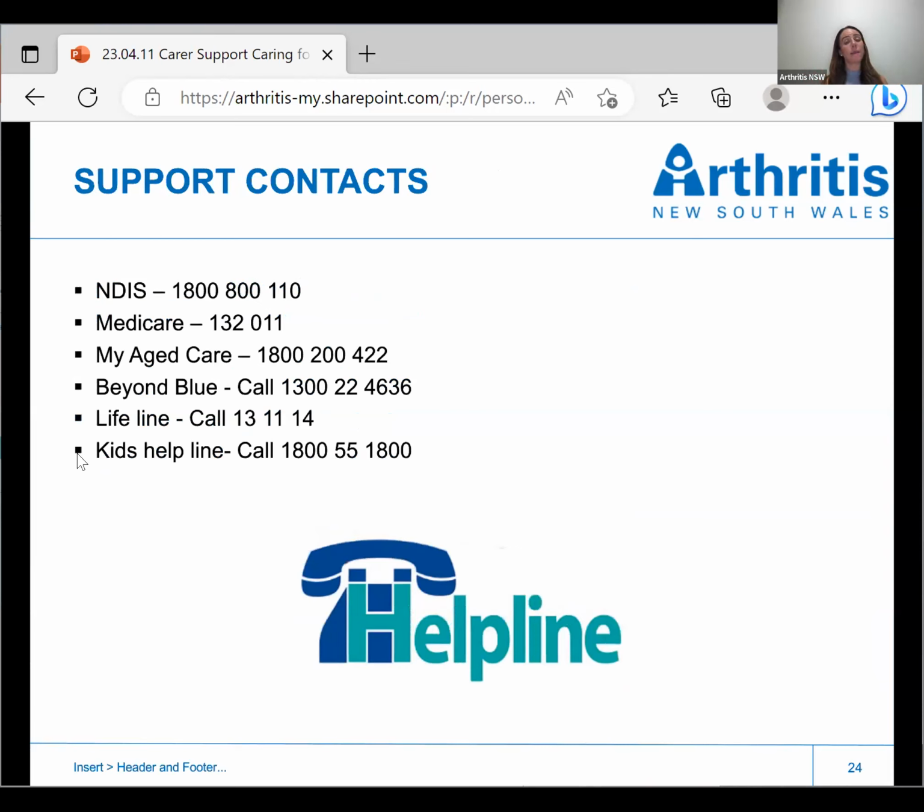And those organisations that I referenced a little bit earlier on, the NDIS, Medicare, My Aged Care, Beyond Blue, Lifeline, Kids Helpline. These are hotlines that can really help you understand what you need, what the person you care for needs, and help you put together a bit of a plan to make their journey a little bit easier.